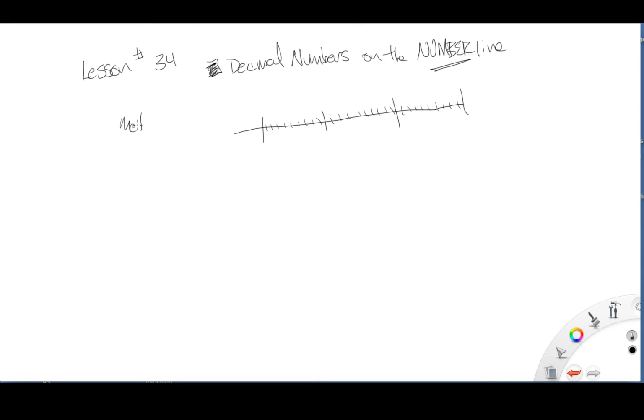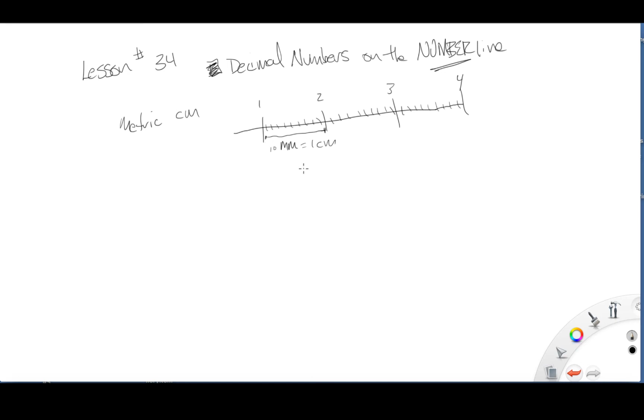metric ruler. Okay, so this is going to be 1, 2, 3, and so forth. And these aren't inches. These would be centimeters. The big numbers are centimeters. The little ones are what we're going to call millimeters, because there are 10 millimeters, 1, 2, 3, 4, 5, 6, 7, 8, 9, 10, in 1 centimeter, which is this distance. Okay. So we're going to be looking at that right away.